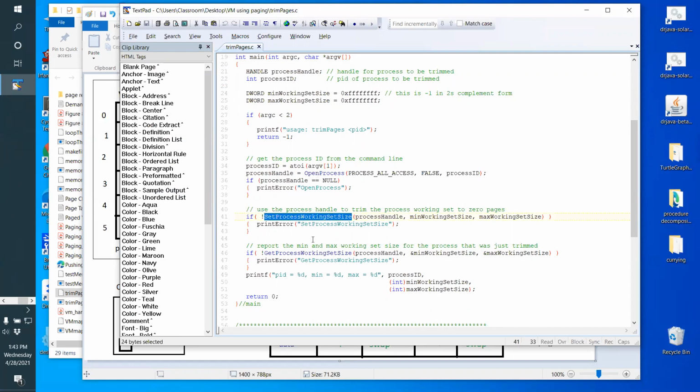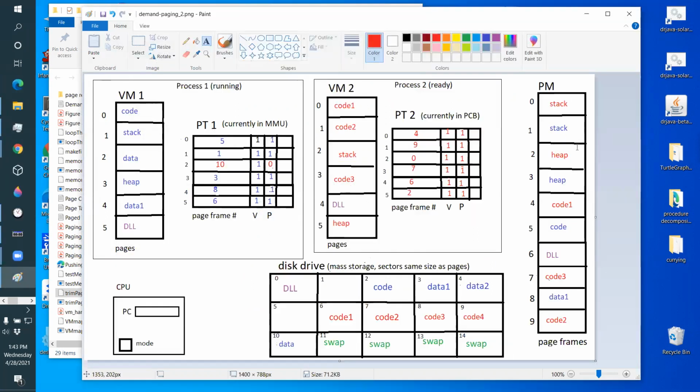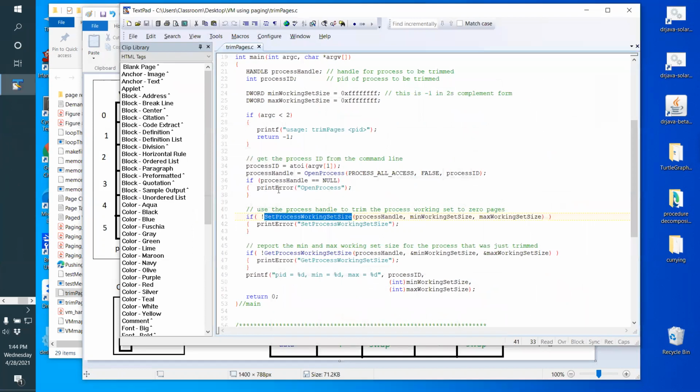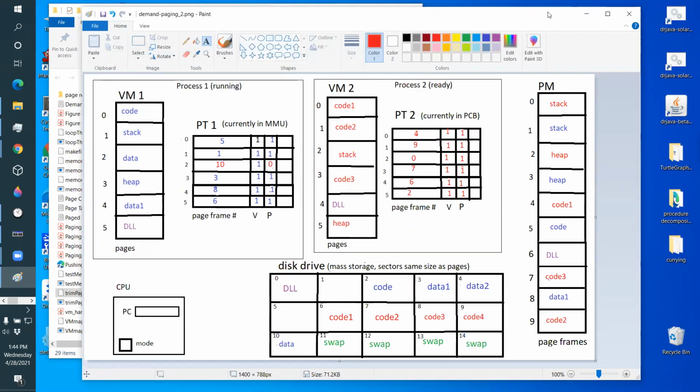This program calls a function, SetProcessWorkingSetSize, that tells Windows to set this program to have 0 pages in physical memory. So it tells the operating system to take all the pages that process has in physical memory and kick them out of physical memory into the hard drive. At that point, if the process wants any of those pages back, it has to page fault them back in. So when you run this program, it sends all the pages of a process from physical memory to the hard drive. Then the program has to bring them back in. Now you can watch that happen.